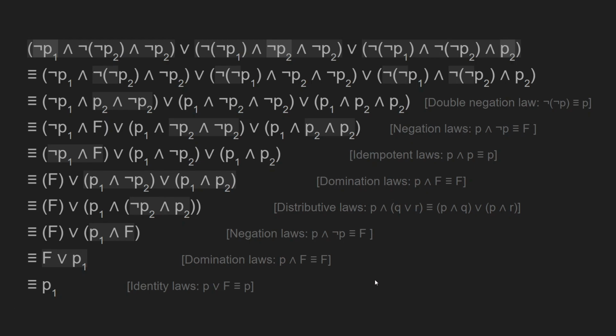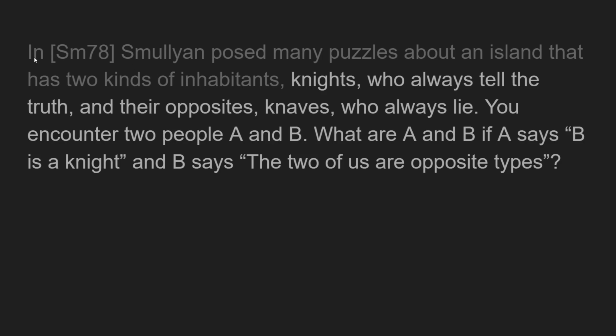All right. Let's see our next example. Smullyan posted many puzzles about an island that has two kinds of inhabitants: knights, who always tell the truth, and the others, knaves, who always lie. You encounter two people, A and B. What are A and B? A says B is a knight, and B says the two of us are opposite types.